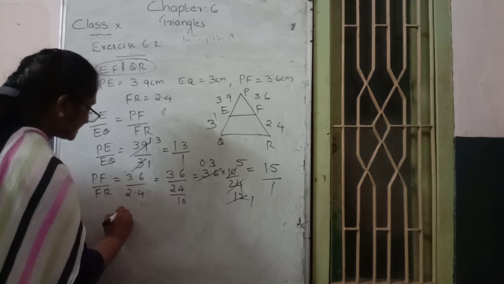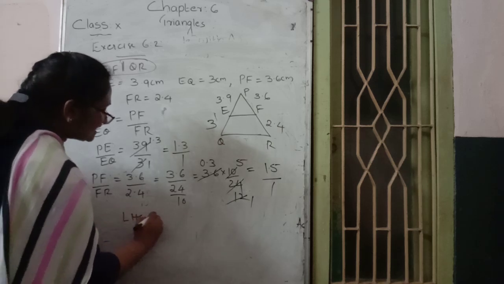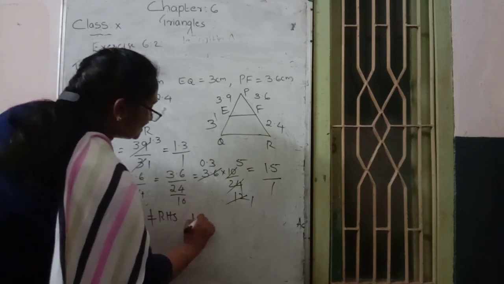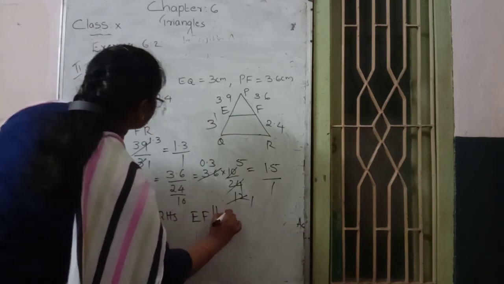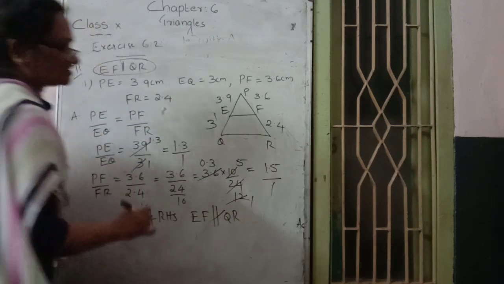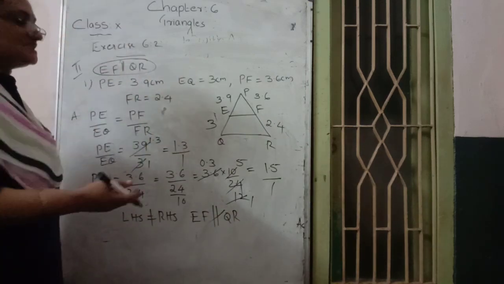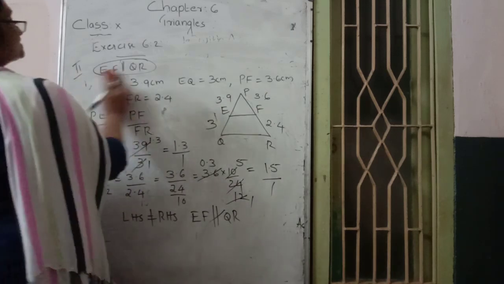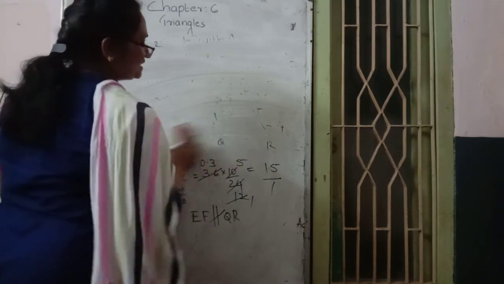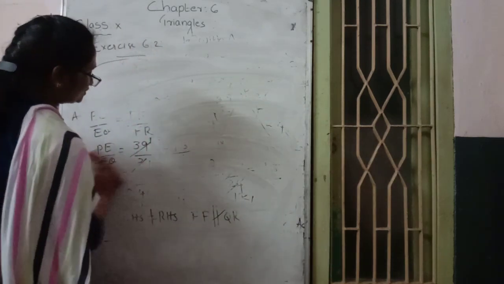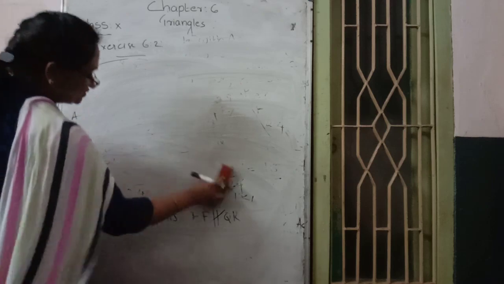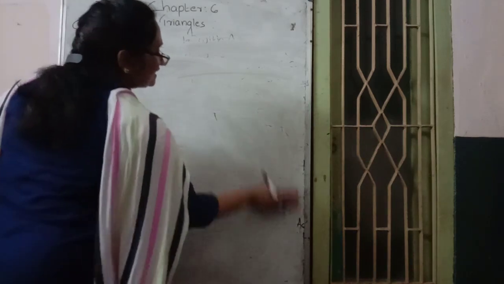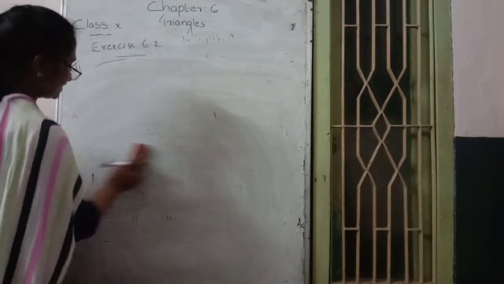That's why we can say the left side and right side are not equal. So we can write that line EF is not parallel to QR. Not parallel is shown like this, with a cut, a cancel mark over the parallel sign. In the same way, one more question we can solve with the same method, just checking whether EF and QR are parallel or not.